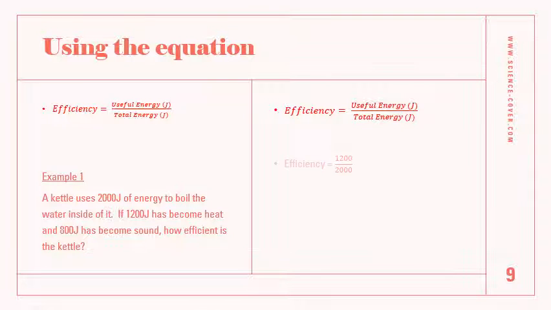So we can substitute those numbers in place of the words in the equation. So now we have the efficiency is 1200 divided by 2000. This will give us 0.6, and since there's no unit, we can just leave the answer as 0.6.